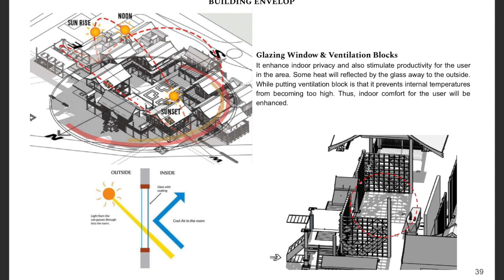For the wall, it's actually a normal wall with a glazing window, and then with an outer layer of a ventilation block. It actually enhances the indoor privacy, and also it will prevent the internal temperature from becoming too hot, and thus the indoor comfort for the user will be enhanced.